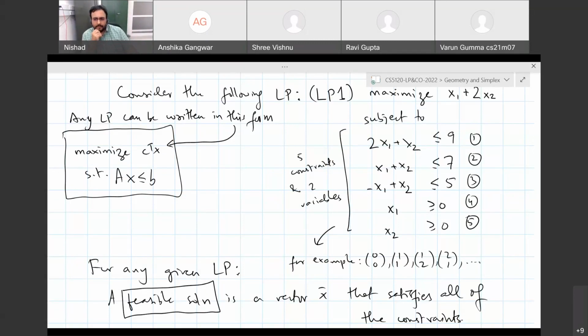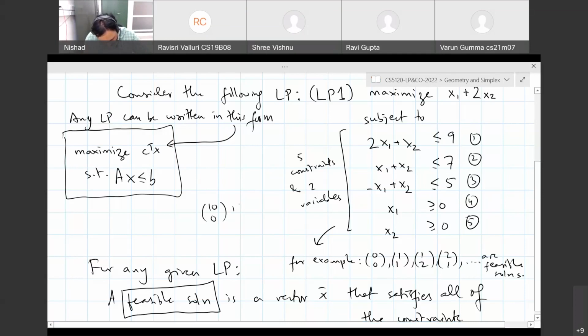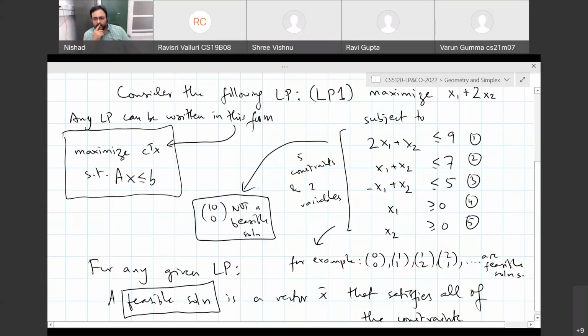Can you give me a solution that is not feasible? 10, 0. Right, that would contradict the first constraint already: 20 is not less than or equal to 9. So 10, 0 is not a feasible solution.